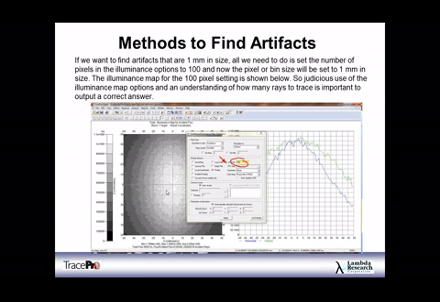How many rays would we have to trace? I'm probably thinking somewhere in the 10 million to 100 million rays. Most people don't want to wait for that. By looking at the previous slides, we should figure out what's going on here.